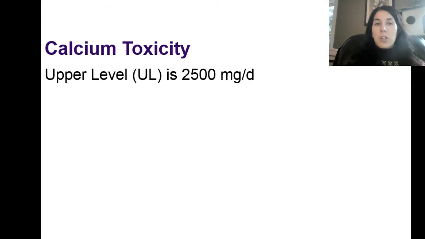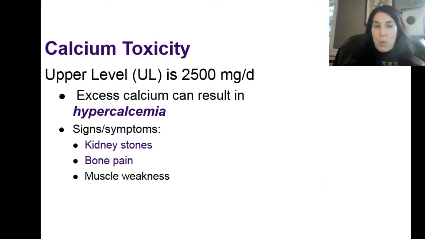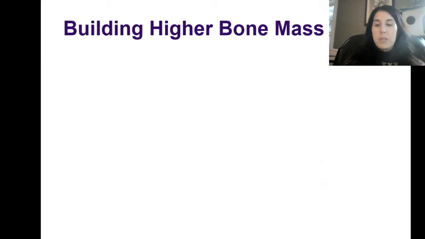Toxicity. So the upper level of toxicity is 2,500 milligrams per day. Please don't go anywhere near that. You can get hypercalcemia. Signs and symptoms: kidney stones, bone pain, muscle weakness, fatigue, pretty vague, hypertension.